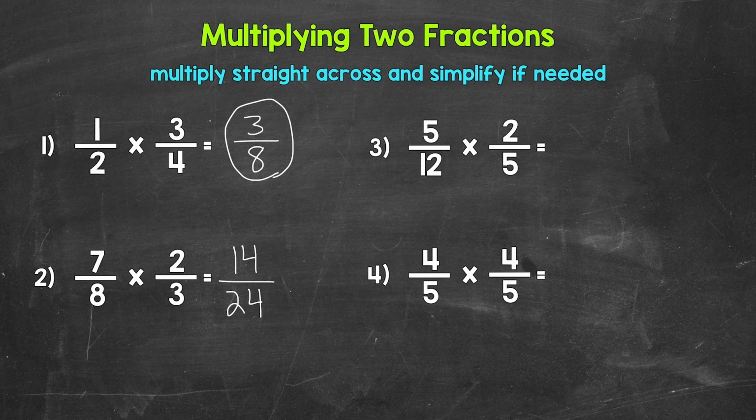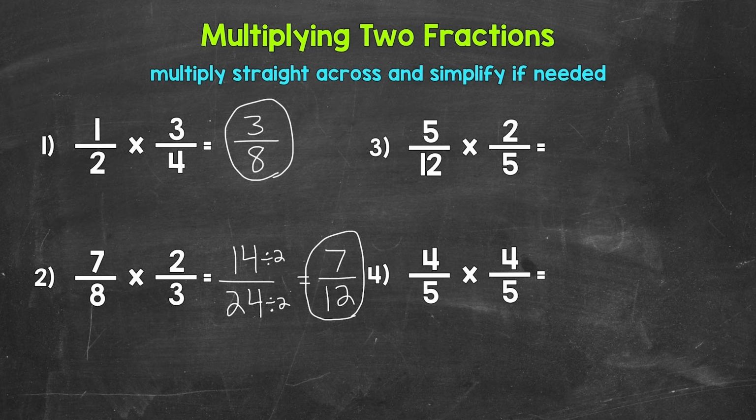We have a greatest common factor of 2 that we can divide 14 and 24 by. 14 divided by 2 gives us 7, and 24 divided by 2 gives us 12. The only common factor between 7 and 12 is 1. So this is in simplest form now. Our final simplified answer, 7/12.